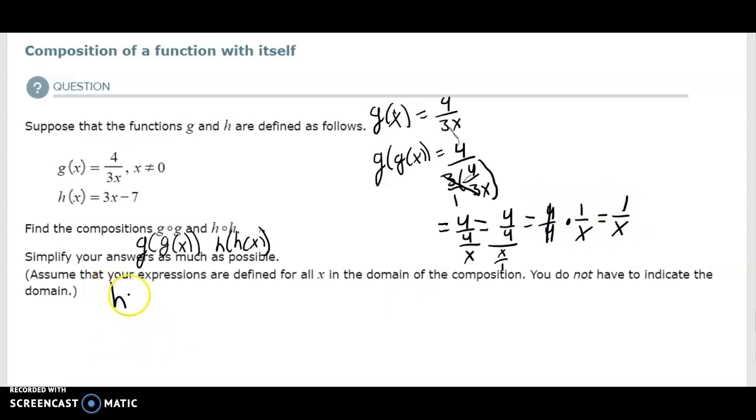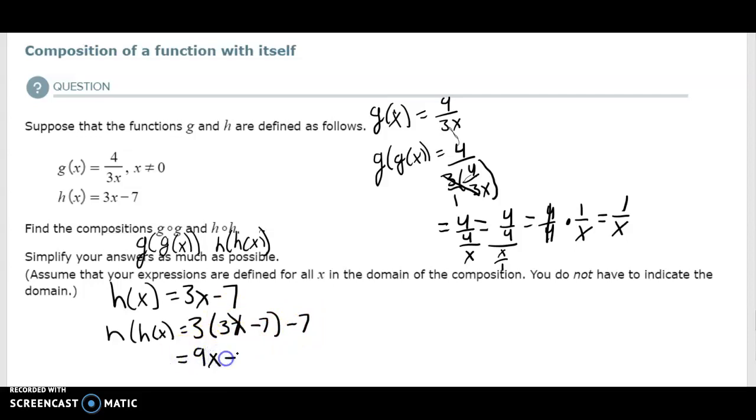If I wanted to do h of h of x, I would then input, everywhere I saw an x, I would re-input the h function. Then I'd simplify. And I'd end up with 9x, no, 34.